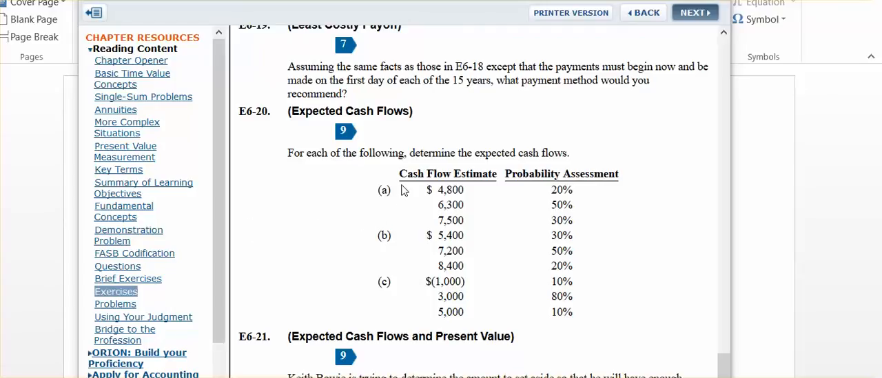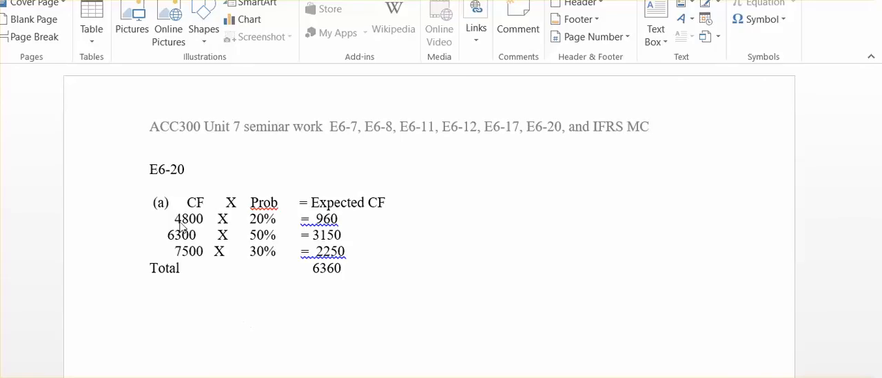And this is a really easy problem, and we'll see in the IFRS questions how this would come into being useful. But for now, this is how we work this problem. All you do is you take this number times this number, and you get 4,800 times 20%, 6,300 times 50%, 7,500 times 30%, and then you add those three up. And you do that for each of these. That's all you do. So 4,800 times 20% is 960, 6,300 times 50% is 3,150, 7,500 times 30% is 2,250.